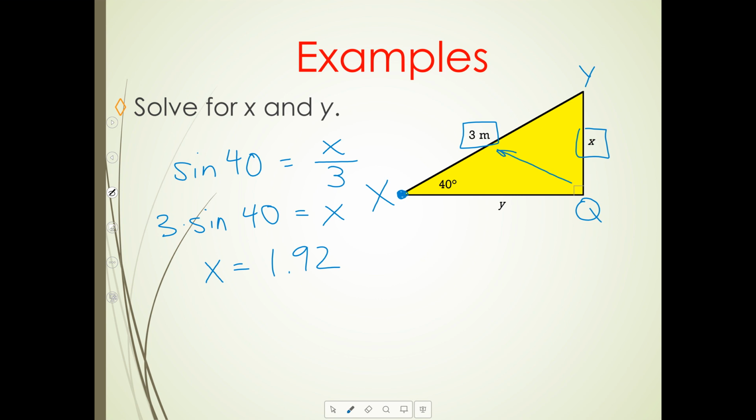The "or" is so bizarre you probably wouldn't even think of it. You could get a negative answer. If your calculator's in the wrong mode, you might get some negative answers. And remember, negative answers for distance is never a good idea.